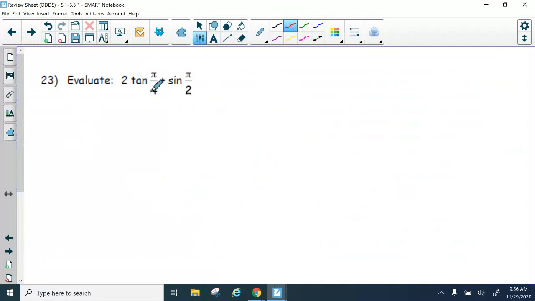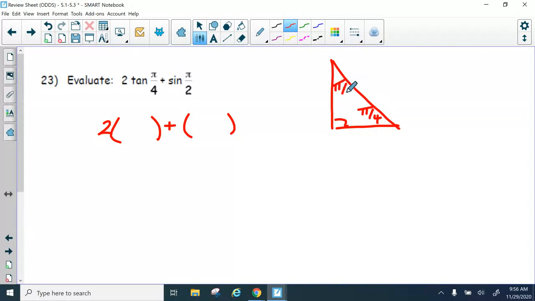Okay, same idea for this. So what we're going to do is we're going to fill in what tan of pi over 4 is and add that to sine of pi over 2. So for tan of pi over 4, you're going to look to your special right, and tangent is, if I use that one as my reference angle, opposite over adjacent. 1 over 1 is just 1. I'll put it there so you can see it. All right, so right now we have 2 times 1.